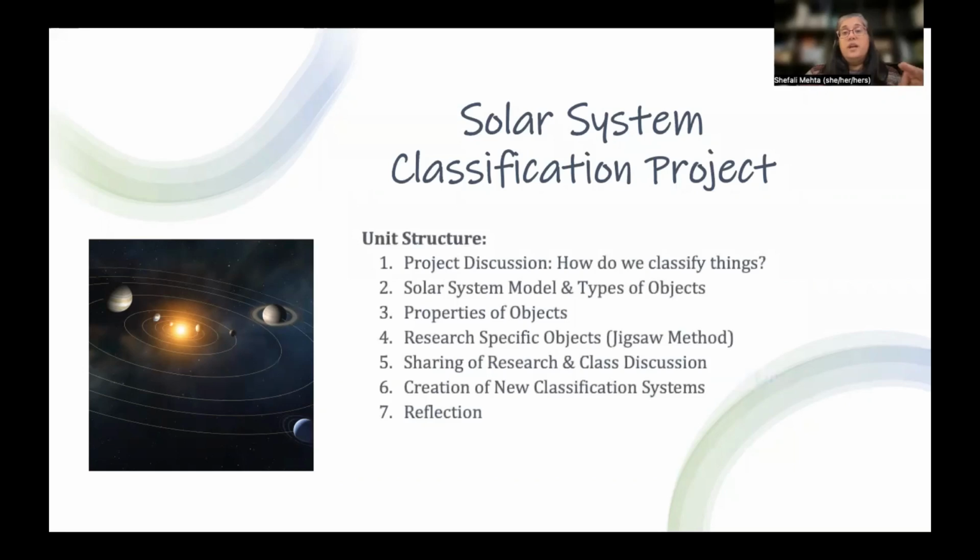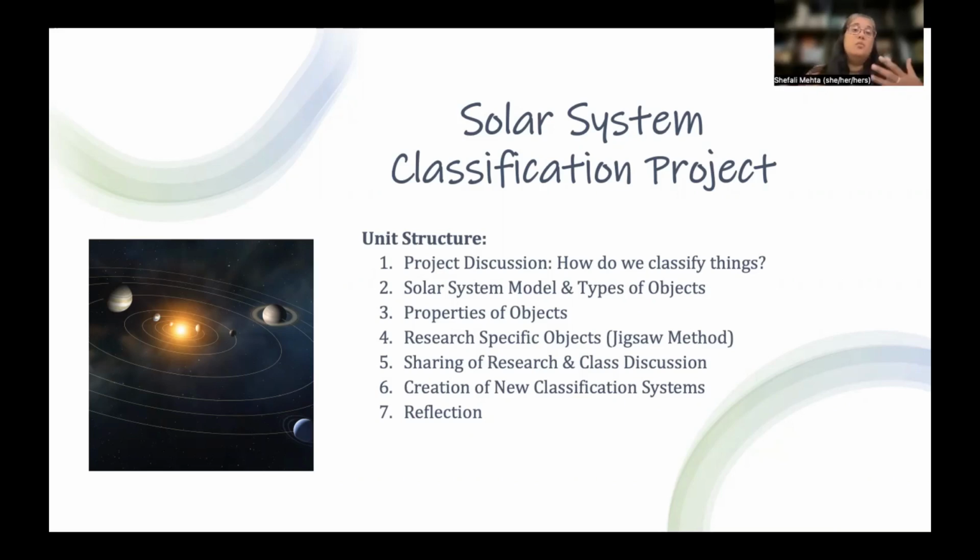So we start with how do we classify things? And we talk about the tree of life. We can talk about matter. How do we classify matter? Multiple ways of classifying things. And then we get into students making their own models of the solar system, which is usually missing some pieces of information, but it's a good start. And they also make lists of the kinds of objects there are.